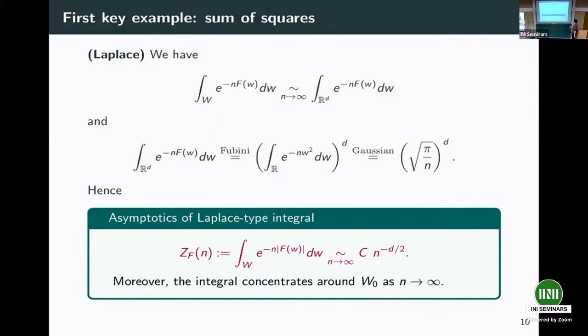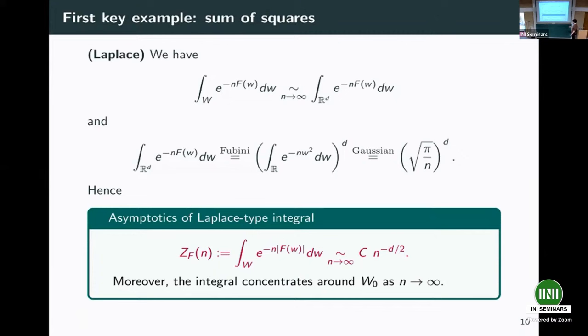And here's the third type of analytic behavior that we're interested in for our real analytic function: the Laplace type integral. So we're looking at this integral. For technical reasons it's easier to restrict to compact domains. That doesn't really matter, because as n goes to infinity, the integral outside of this compact domain goes to zero. And so we can just look at this integral, which is very easy because, first of all, by Fubini, it's a product of d Gaussian integrals, and the Gaussian integral is square root of pi over n. So if I call this integral Z_f of n, it has this asymptotic equivalent when n goes to infinity, and again the integral concentrates.